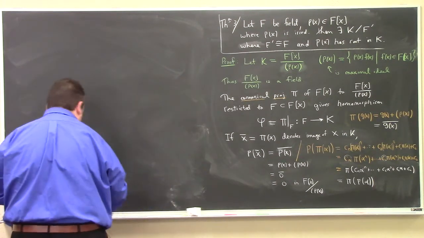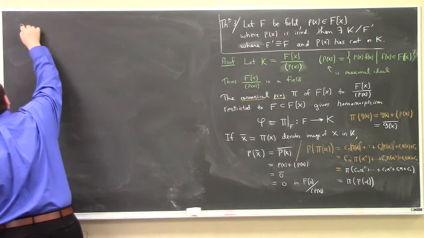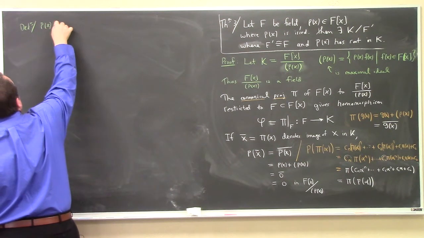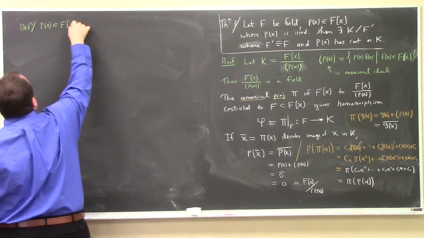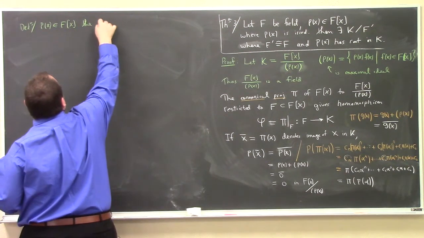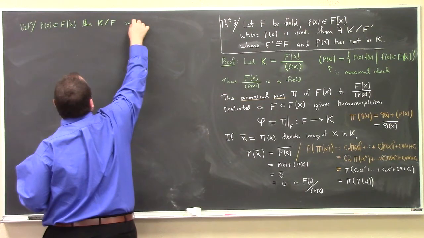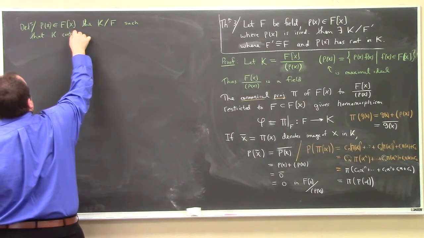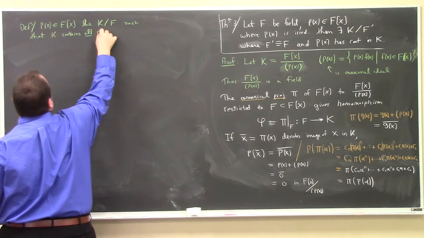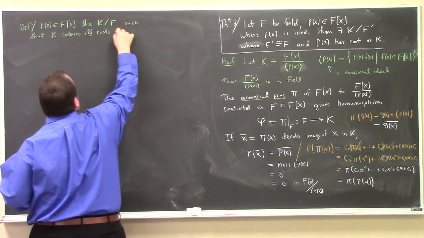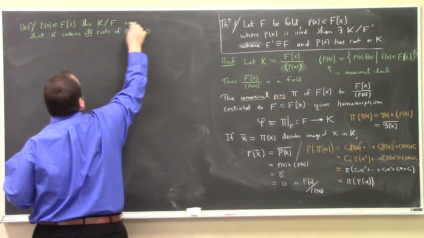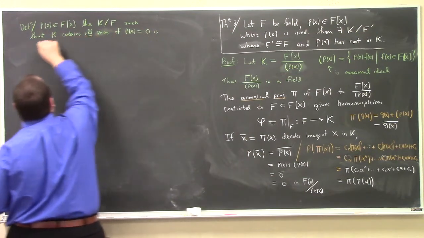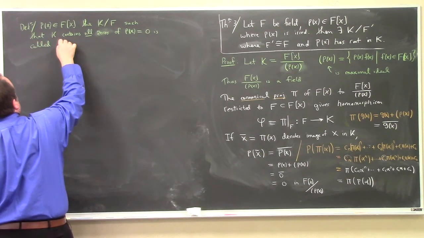So, definition. For P of x a polynomial over F, the extension field K over F such that K contains all roots of P of x, if you like, all zeros, is called a splitting field.